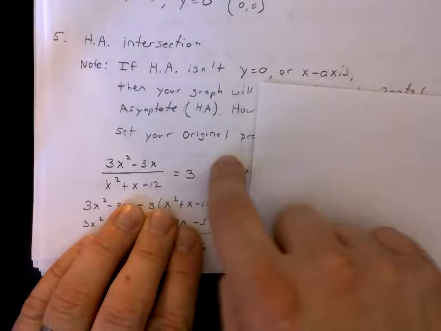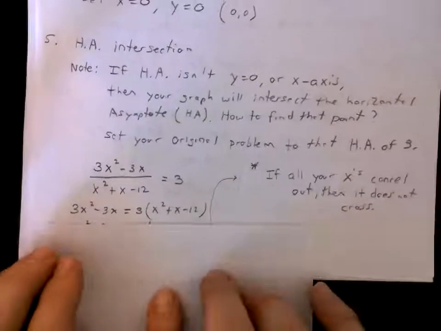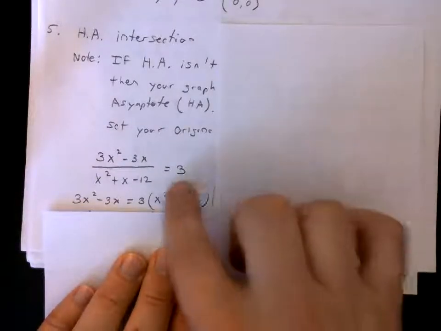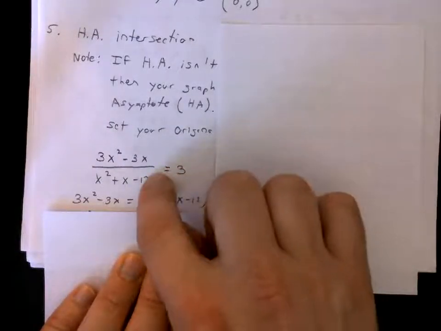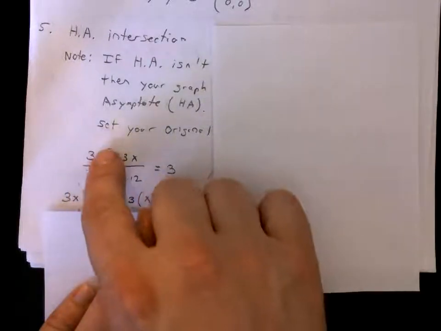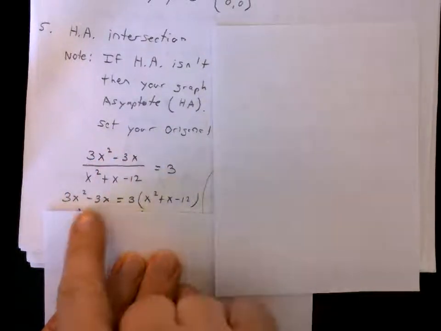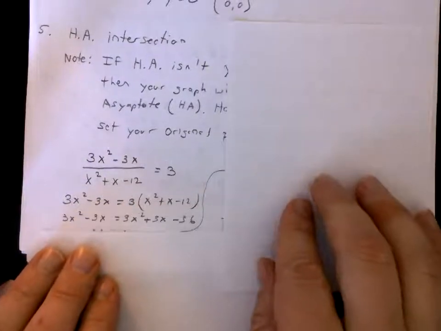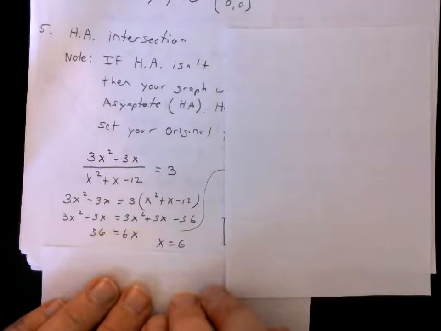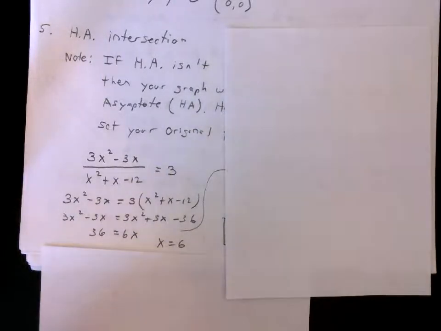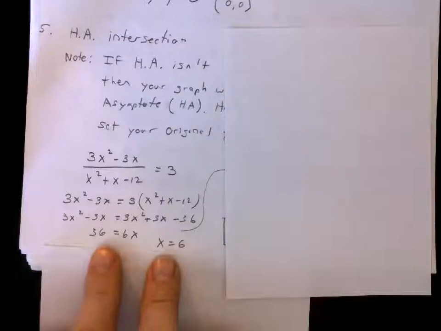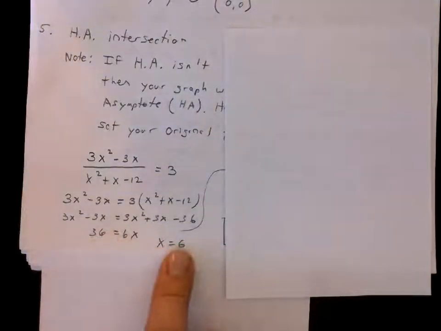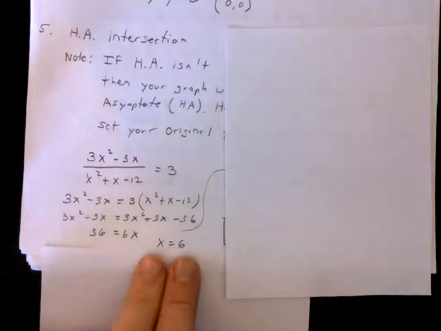Then you're going to cross multiply. Remember, this is 3 over 1. So that's going to be 3 times all this, and then 1 times all that. Then you're going to start simplifying. And then what happens is that your x's don't cancel out. So if your x's do not cancel out, you're going to have a hit on the horizontal asymptote at 6.